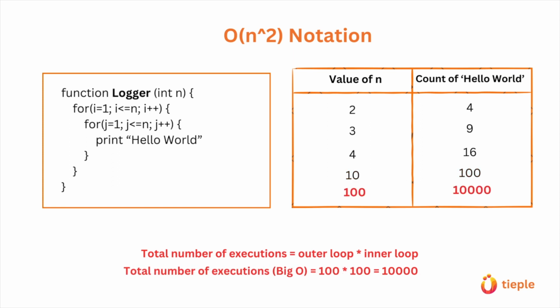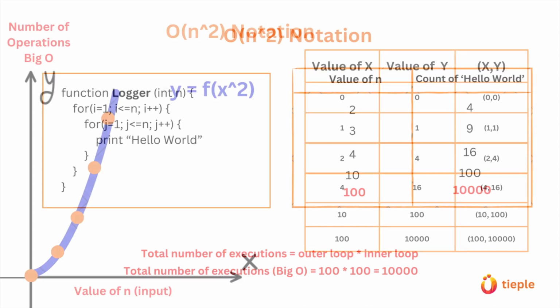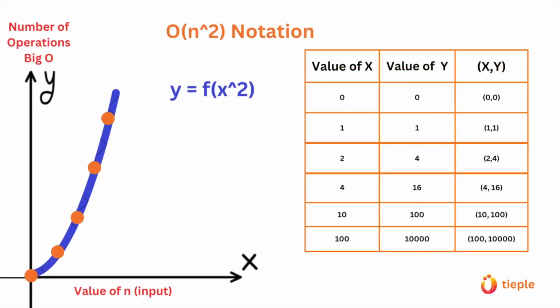If in case n is 100, each loop runs 100 times, thus totally 100 into 100, 10,000 times the print statement is executed. When we put these values on a graph, it's like a curve, like y equal to f of x square. In big O terms, it is order of n square.